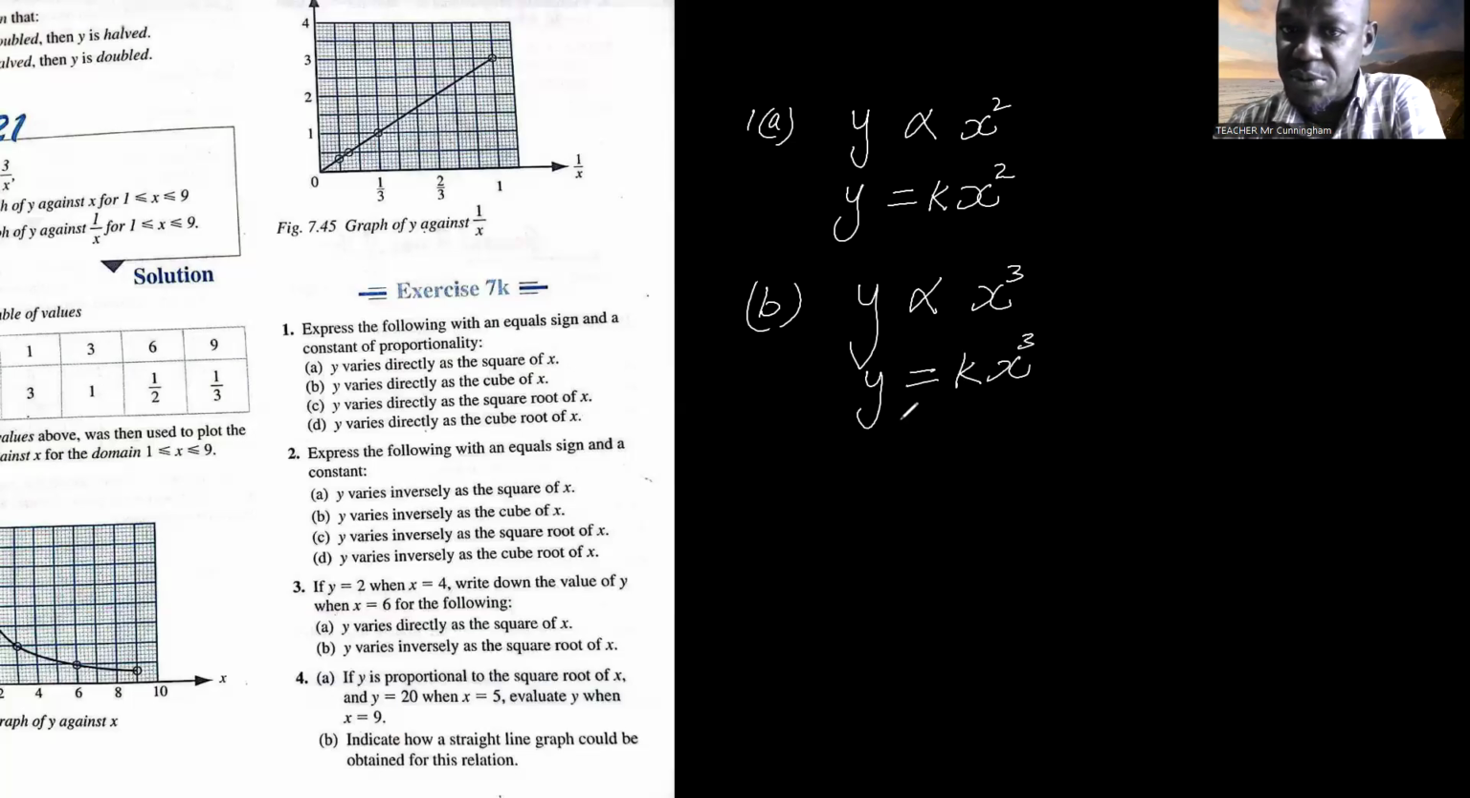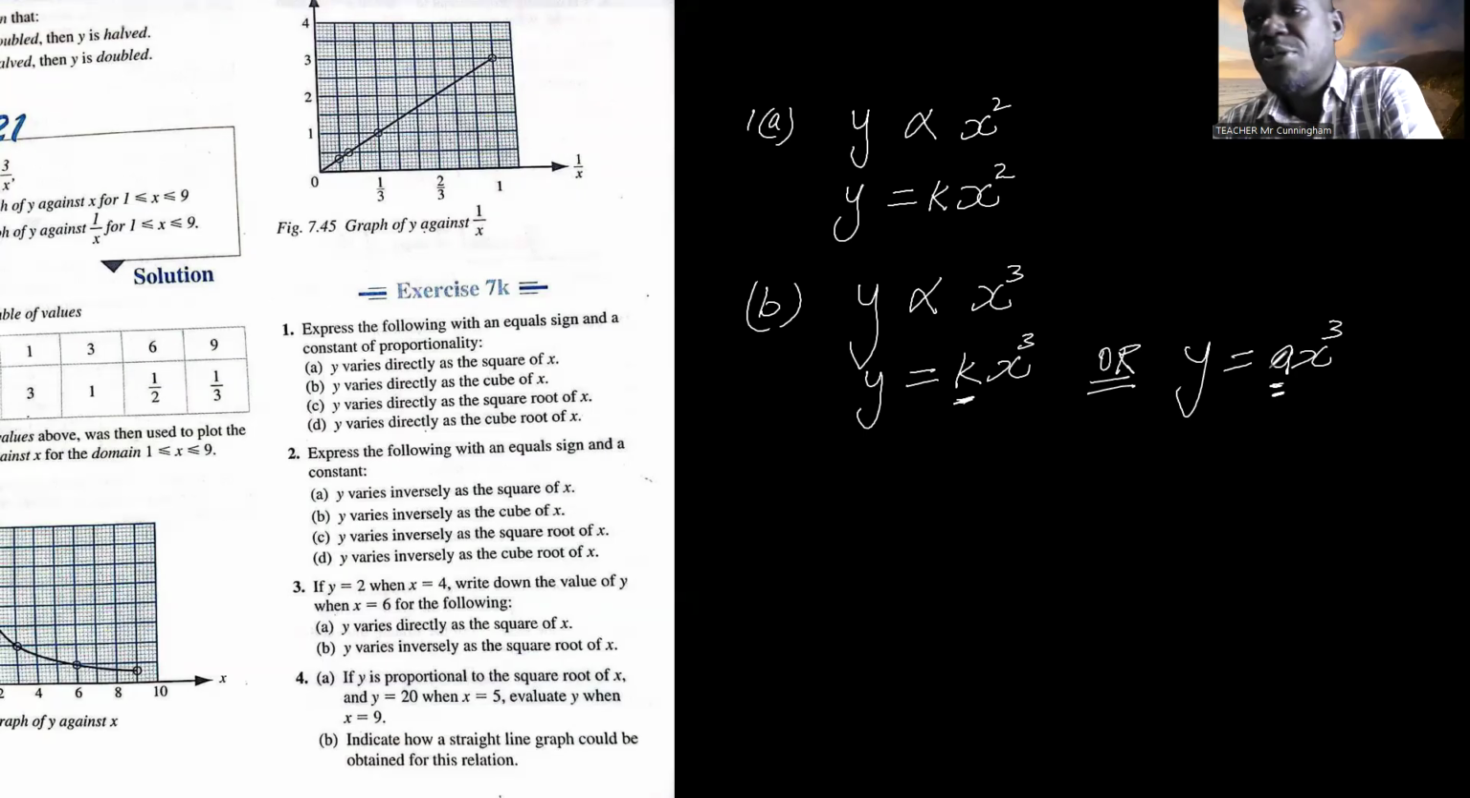Now we could have used another letter. We could have said y is equal to a times x cubed. So a is the constant, all right? We have k as our constant, but we could have another letter, just letting you know.